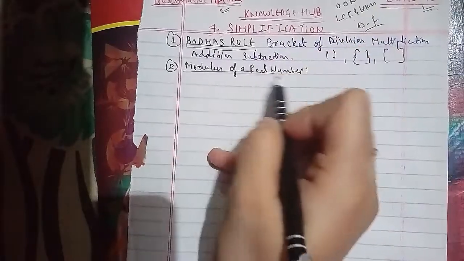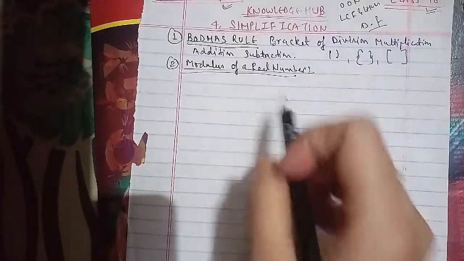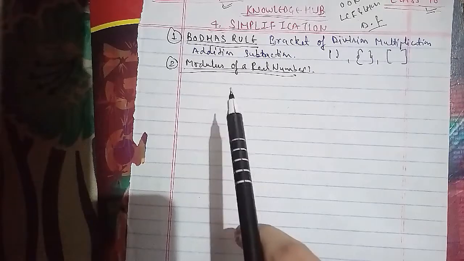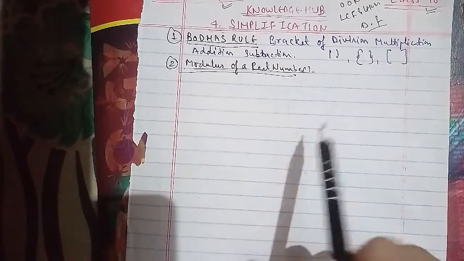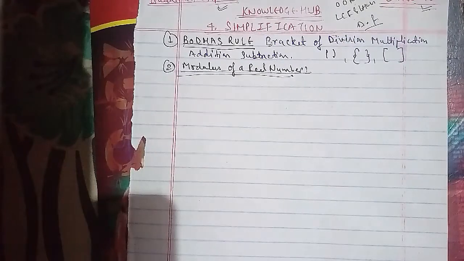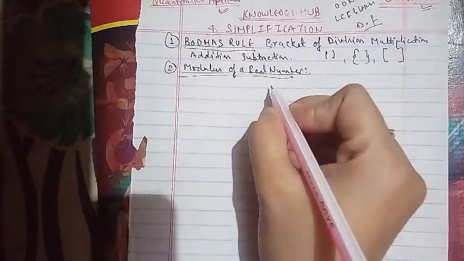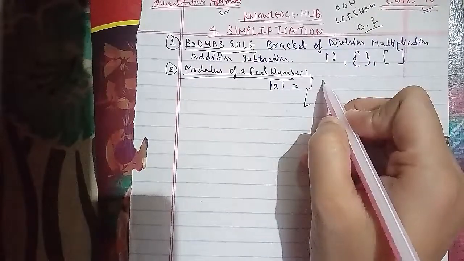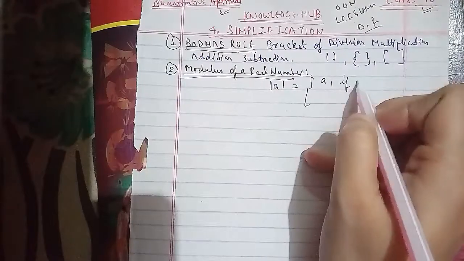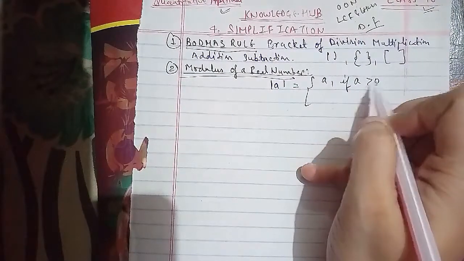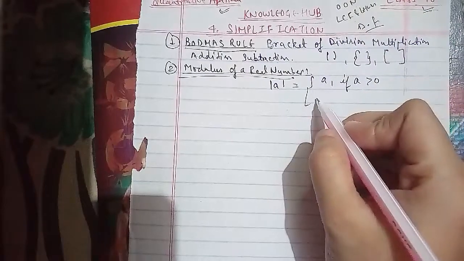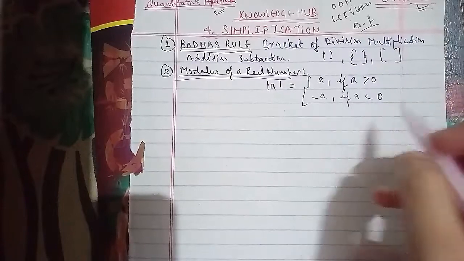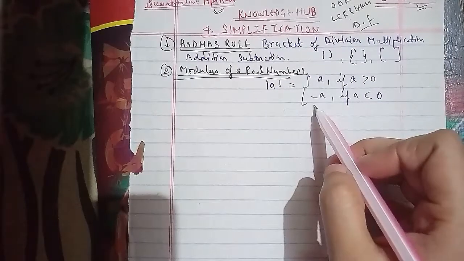In the modulus of a real number, the modulus of a real number A is defined as follows: mod of A equals A, if A is greater than 0, so if A is greater than 0 we'll take it as A only, and minus A if A is less than 0. If A is less than 0, then we'll take it as minus A.